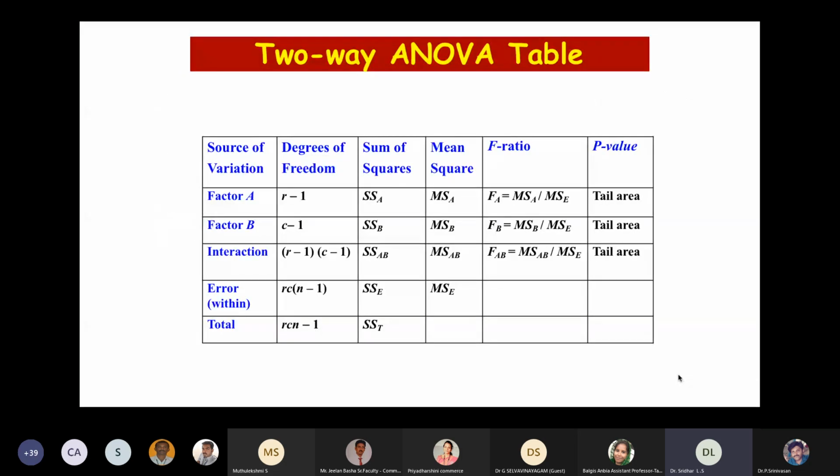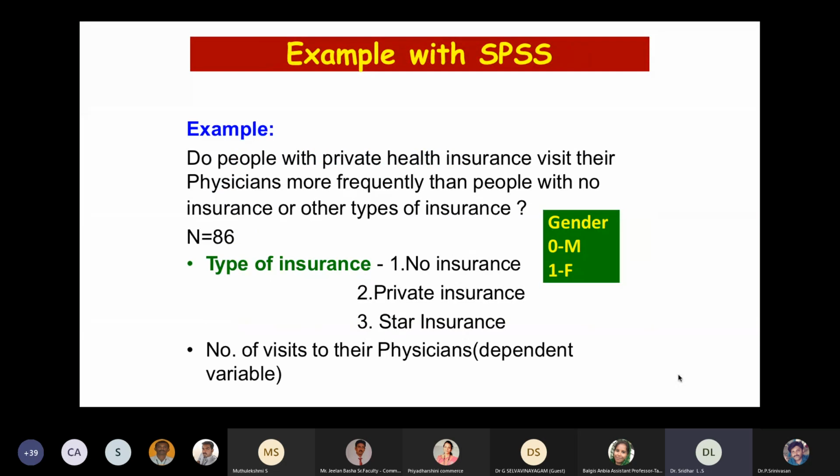This way, you will get an output like this. Look at this: do people with private health insurance visit the physician more frequently than people with no insurance or other types of insurance? You can see the types of insurance, no insurance, private insurance, and star insurance, and the gender, male and female. The number of visits relates to the three different insurance categories. Are they differing? Are they showing any kind of difference?